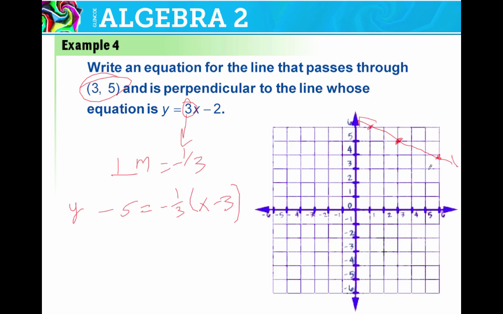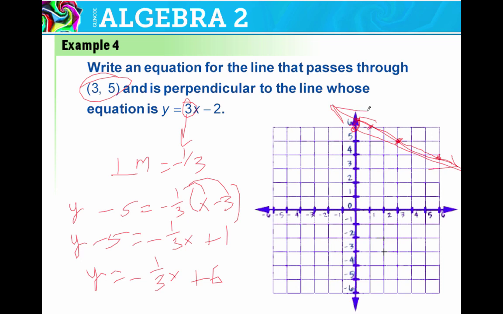If they want it in slope-intercept, I can distribute. y minus 5 equals negative 1/3 x plus 1. Add 5 to both sides, and I get this, which is going through 6, which is great. Should be here. Almost made my first mistake of the year. Okay. Good deal. Good deal.